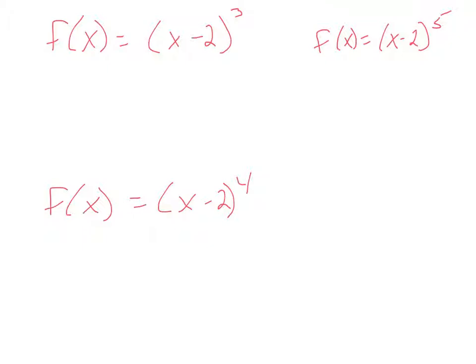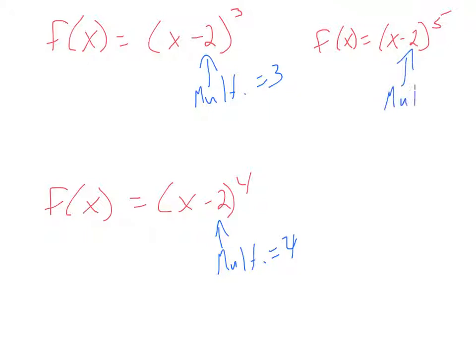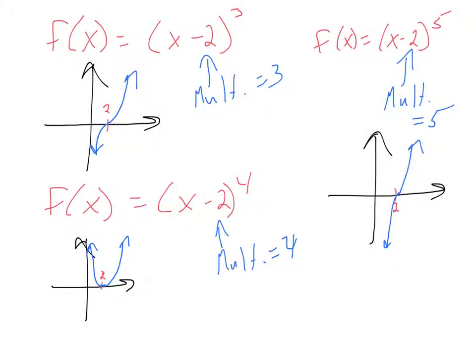behavior. First of all, the multiplicity of this root here is 3. The multiplicity of this root is 4. And the multiplicity of this root is 5. So let's see how that multiplicity changes the graph of these three functions. So what's the trend that we are seeing here?